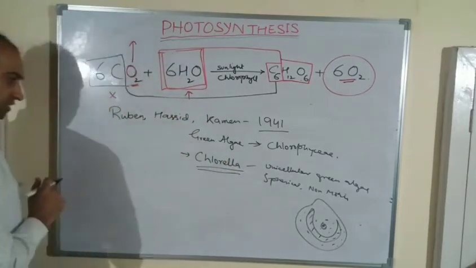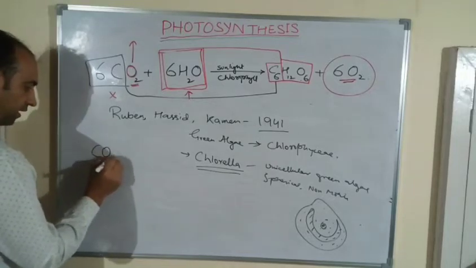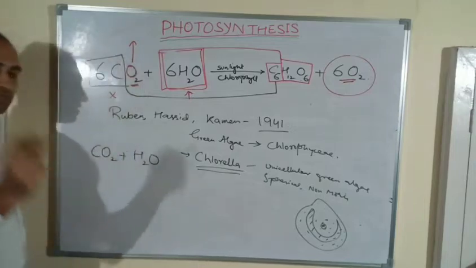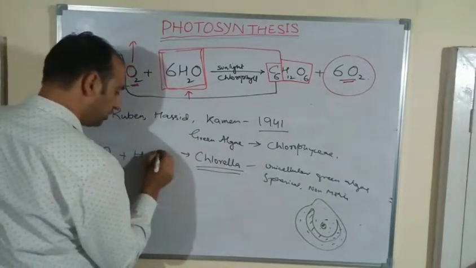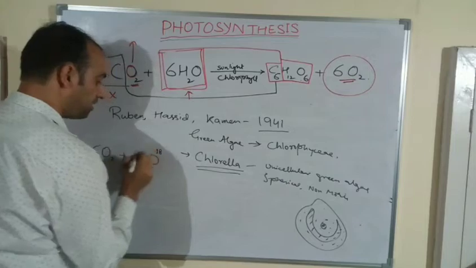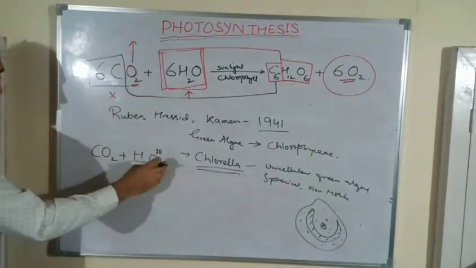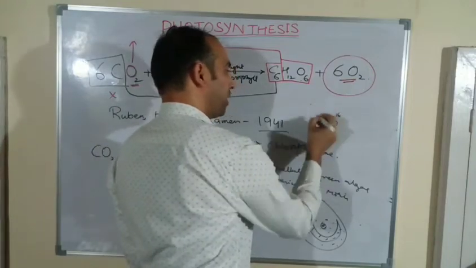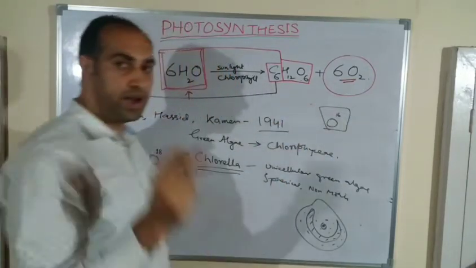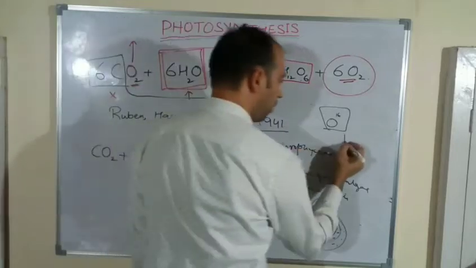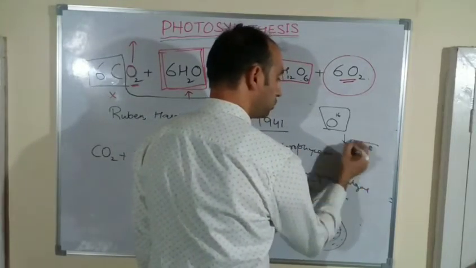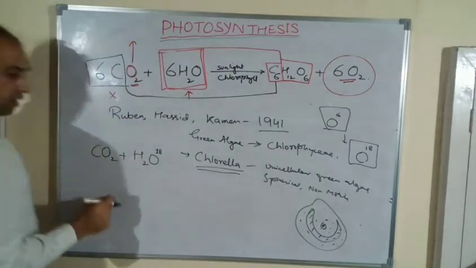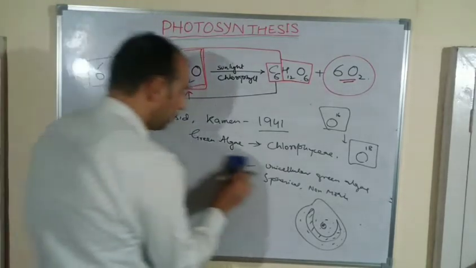During the process of photosynthesis, they use carbon dioxide, and the water which they use has radio-labeled oxygen. Usually the oxygen atomic mass is 16. The normal isotope of oxygen is 16. The radio-labeled isotope of oxygen is O18. So they use this isotope of oxygen in water.